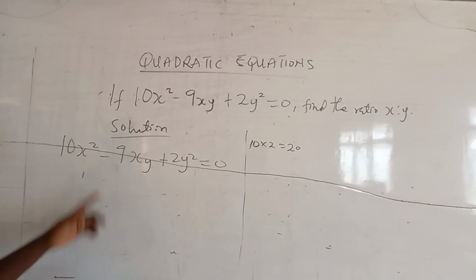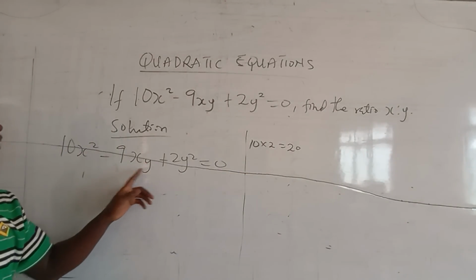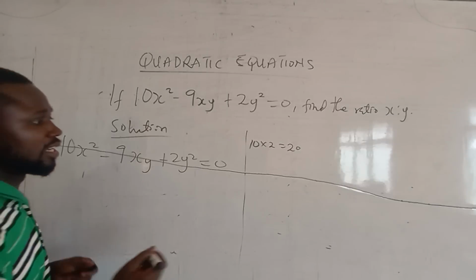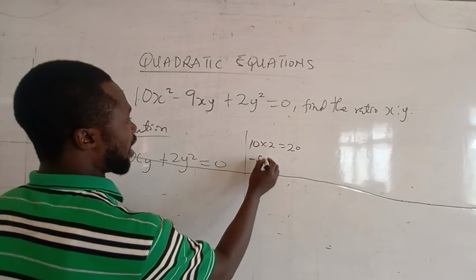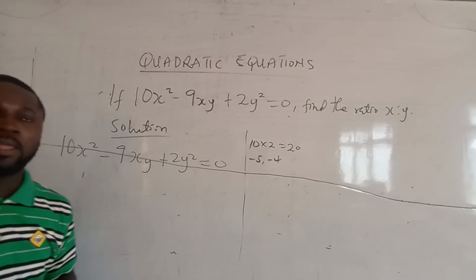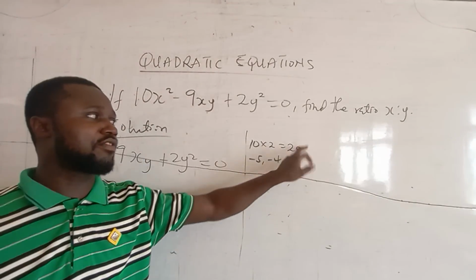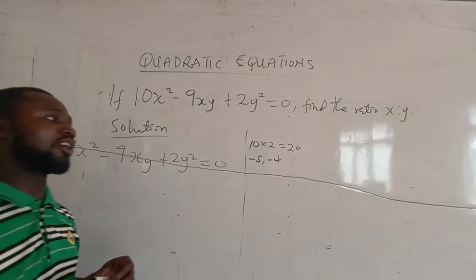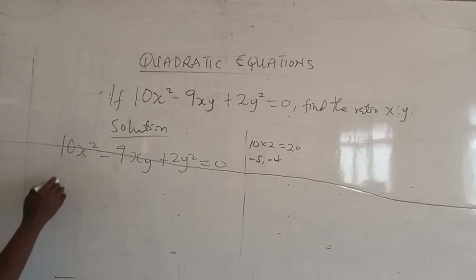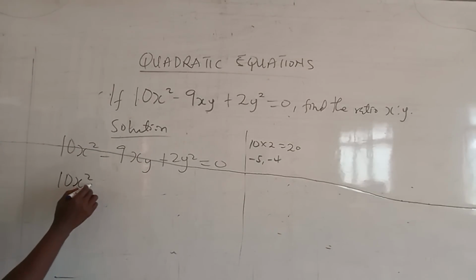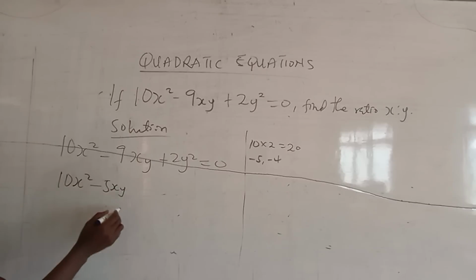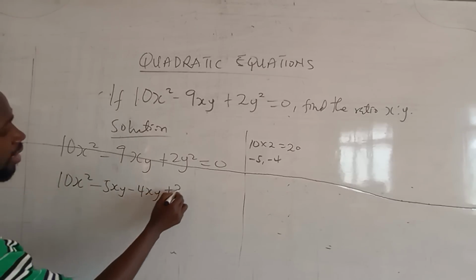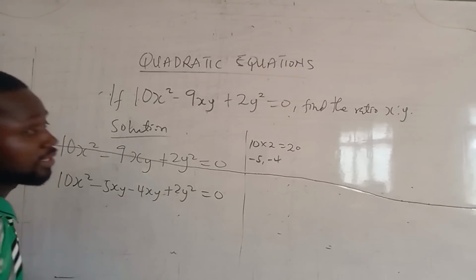At the same time, when you add, you get the coefficient of xy, which is what? Minus 9. And the two numbers here will be minus 5 and minus 4. You realize that minus 5 times minus 4 will give us positive 20, and minus 5 minus 4 will give us minus 9. Alright, so let's see how we write it. So we have 10x squared minus 5xy. Make sure you write all the variables. Minus 4xy plus 2y squared equal to 0.